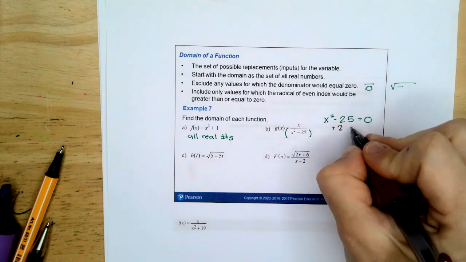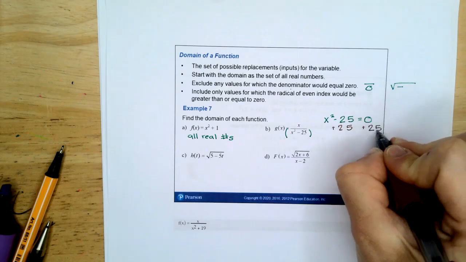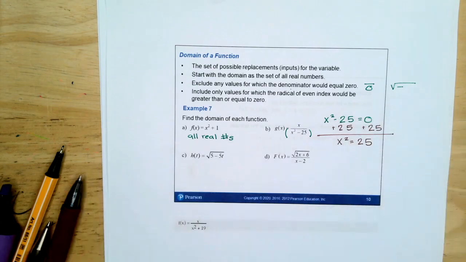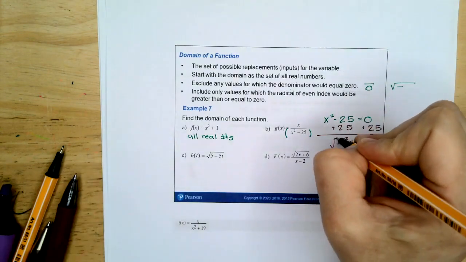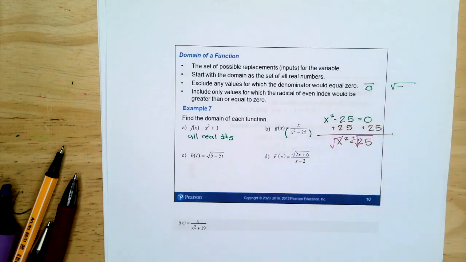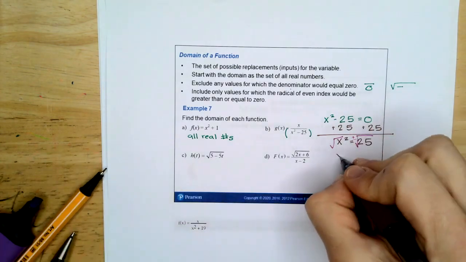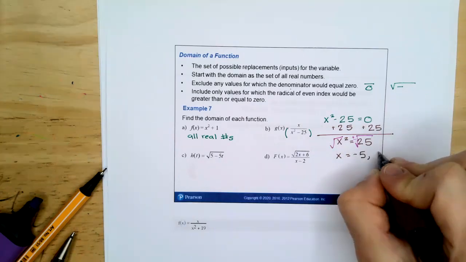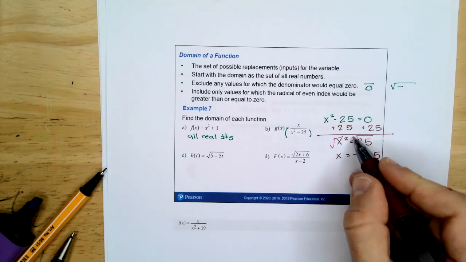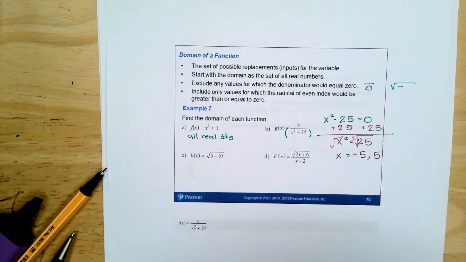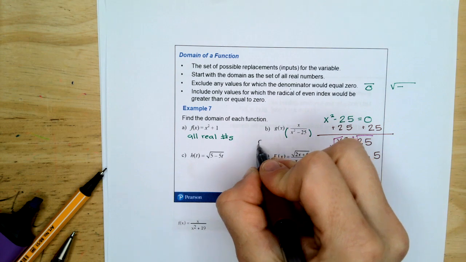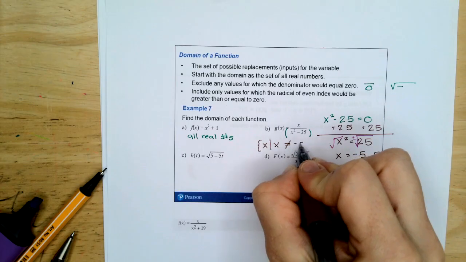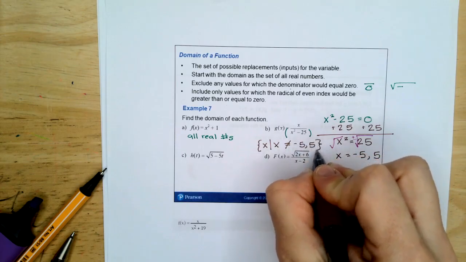So add 25, x squared is 25. When I have to take the square root of x squared, on this side I'm going to say plus or minus, right? So then x is equal to, the square root of 25 is 5, but it's going to be -5 and +5, because we have the plus and the minus because it's the square root. So our domain is x such that x cannot be -5 or 5.